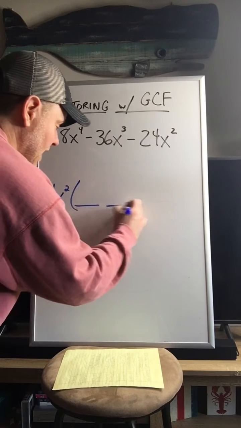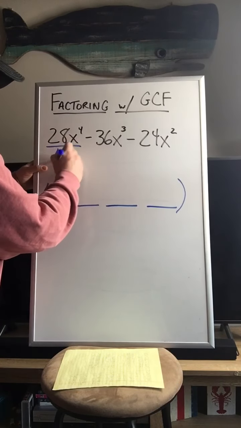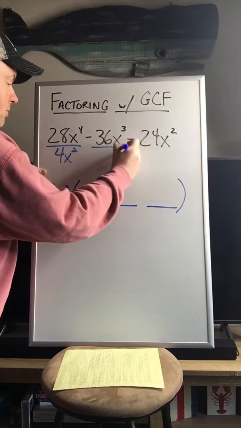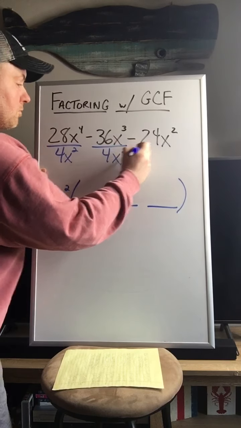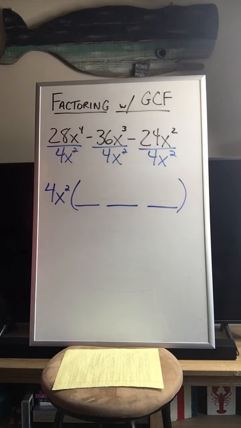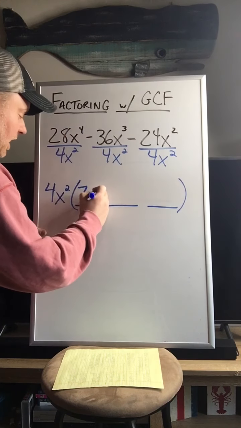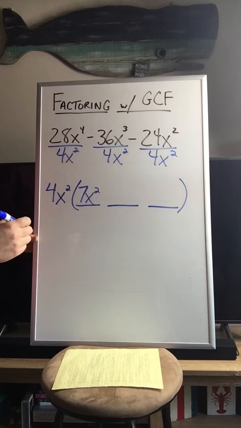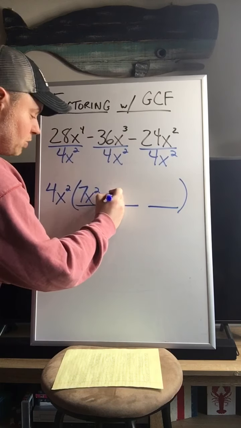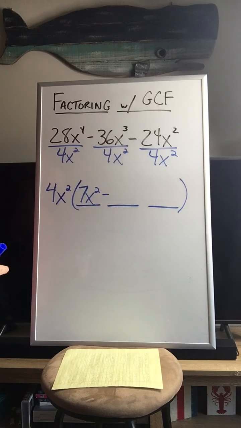And now, once again, I divide to get the remaining polynomial. So I divide. 28 divided by 4 is 7. X to the 4th divided by x to the 2nd is x to the 2nd. Now we have a minus in between. You just pay attention. Whatever symbol is here is also going to go there.